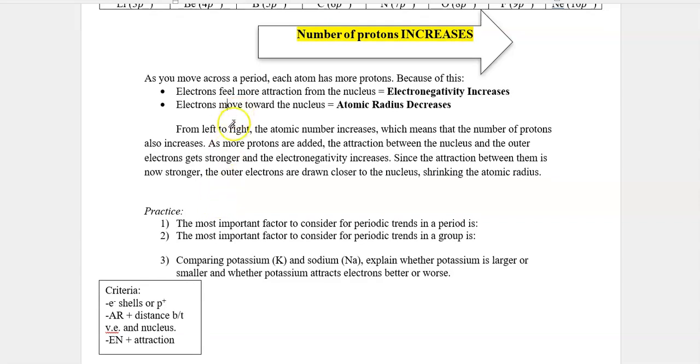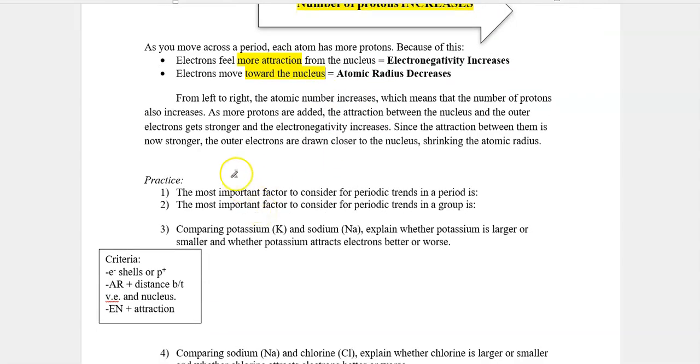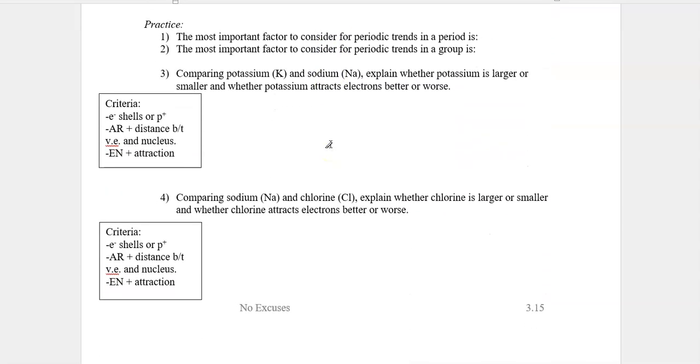As we move across a period, each atom has more protons. Because of this, electrons feel more attraction from the nucleus, meaning electronegativity increases, and electrons move toward the nucleus, which means atomic radius decreases. From left to right, the atomic number increases, which means that the number of protons also increases. As more protons are added, the attraction between the nucleus and the outer electrons gets stronger, and the electronegativity increases. Since the attraction between them is now stronger, the outer electrons are drawn closer to the nucleus, shrinking the atomic radius.